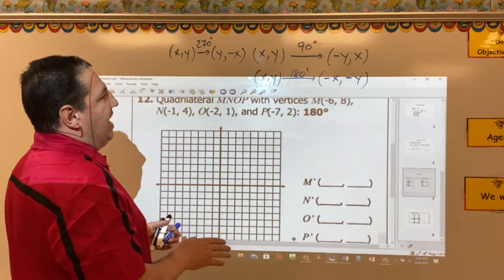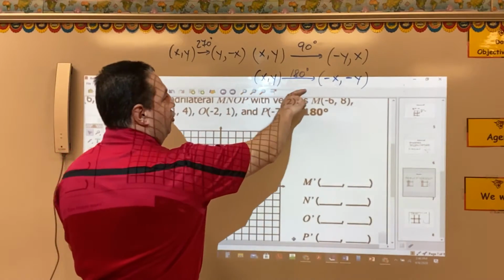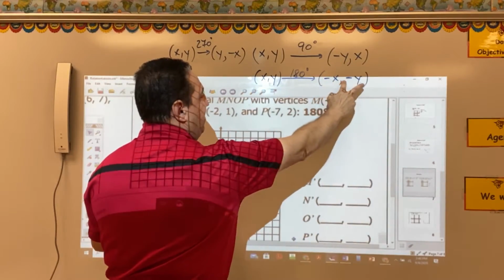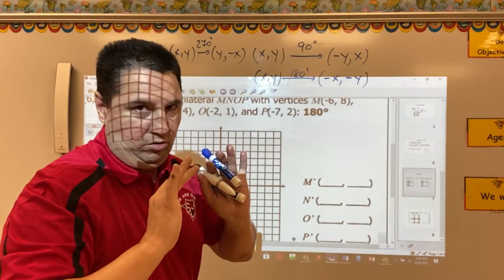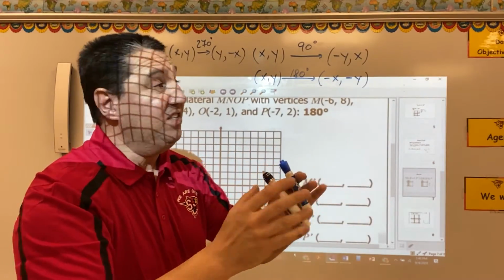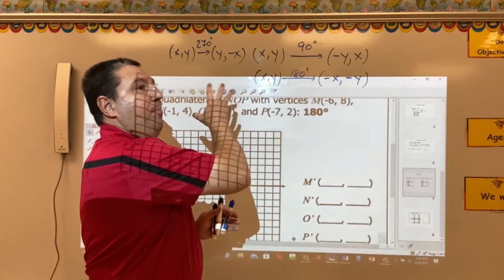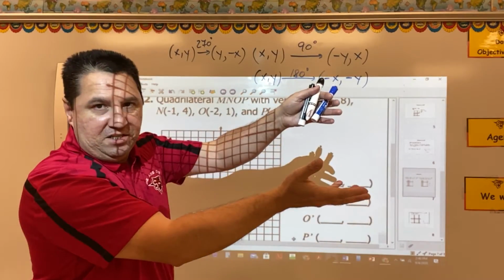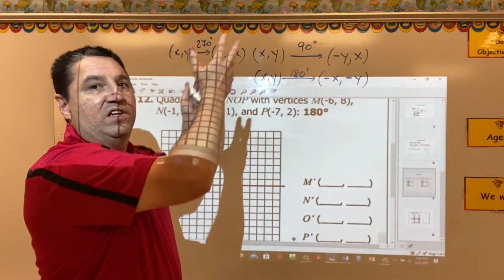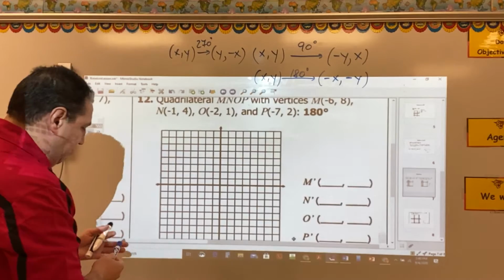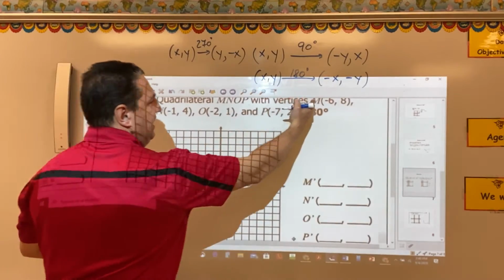So in this case, we apply this rule. Yeah? So as we can see, X and Y don't change their place, but change their sign. If they are positive, turns negative. If they are negative, turns positive. Simple, yeah? Now, first, let's plot the given points, these points.